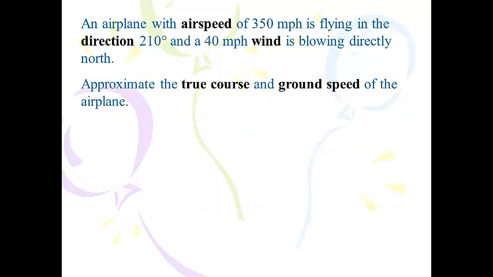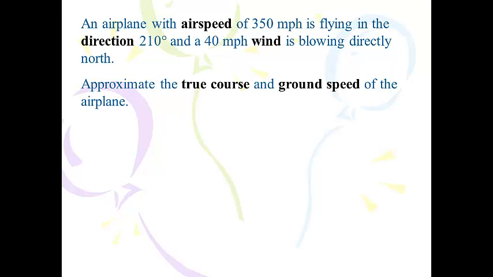Well, here's a similar problem. Airplane with an airspeed of 350 miles an hour is flying in a direction of 210 degrees, and we have a 40 mile an hour wind that's blowing directly north. And we want to approximate the true course and ground speed. Again, this is a similar problem to the one you had in the previous lesson. This time we're going to use the vector method.